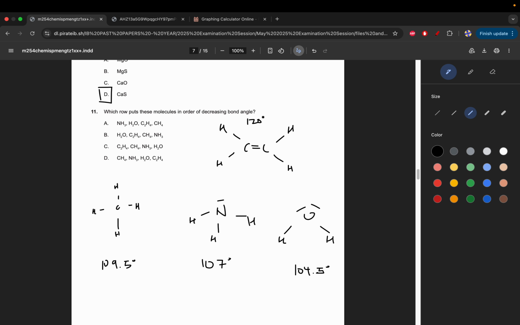And those are going to be trigonal planar and nearly 120 degrees apart from this double bond. So in order of decreasing bond angle, it would go 120 and this way. So it would be answer choice C.